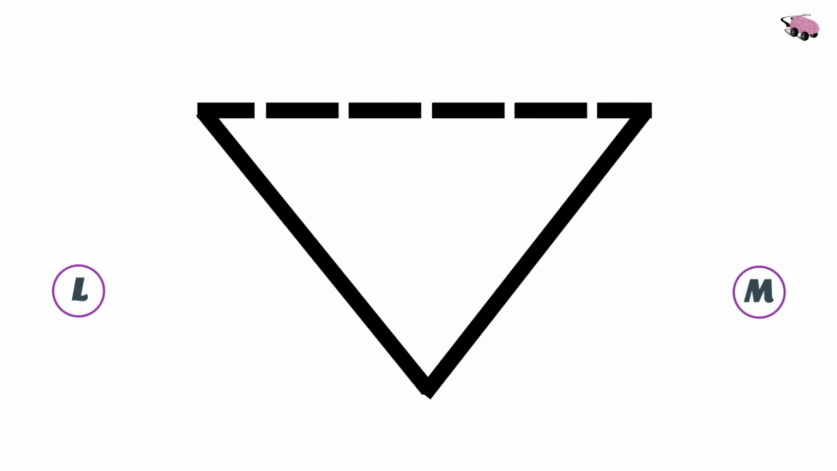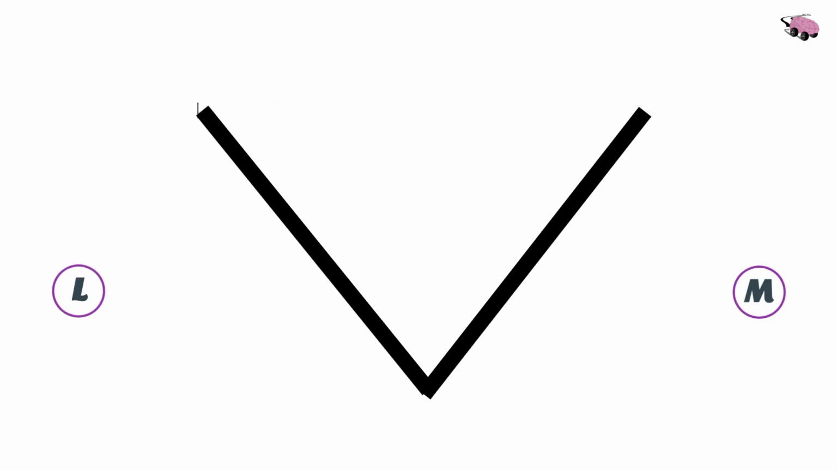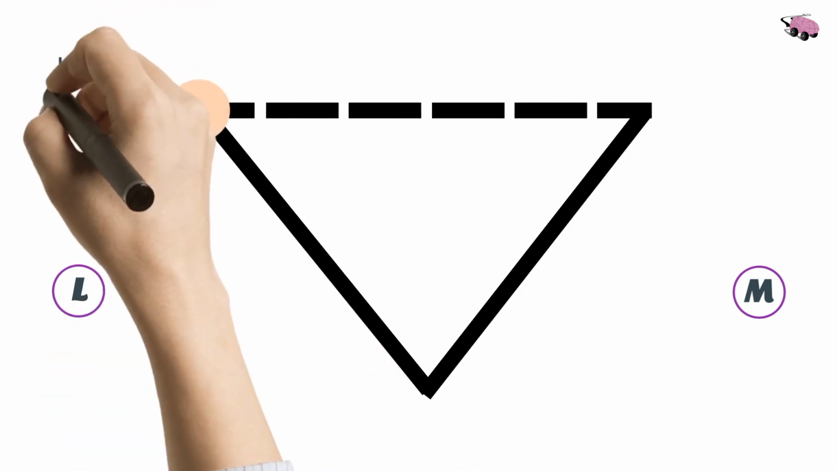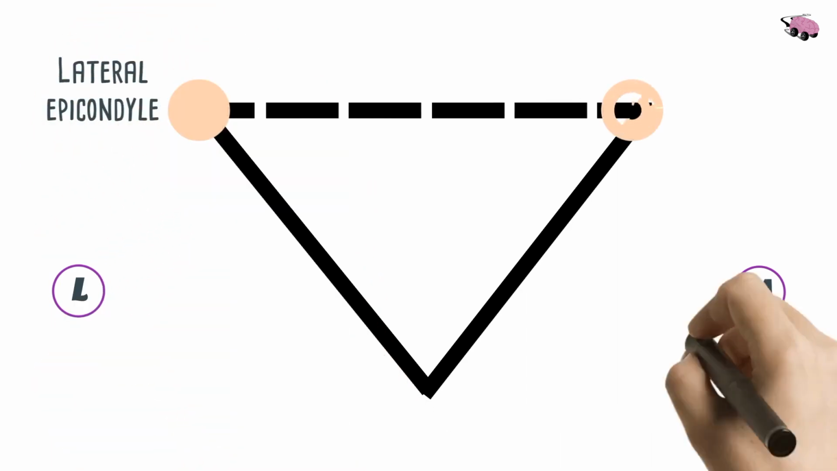Now let's draw a triangle representing the borders of the cubital fossa. Here we drew our base, our lateral border, and our medial border. The structure of the cubital fossa is made up of 3 lines, as seen, and the base here is a line connecting the 2 epicondyles. Here, we will draw in our lateral epicondyle and our medial epicondyle.